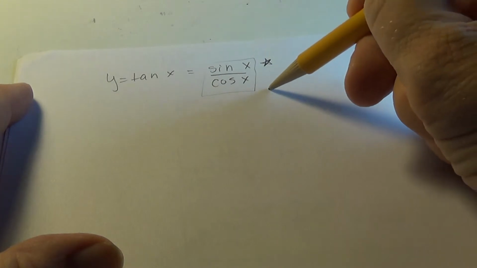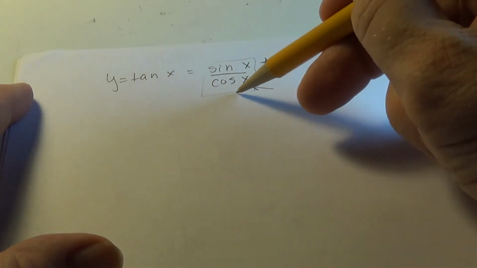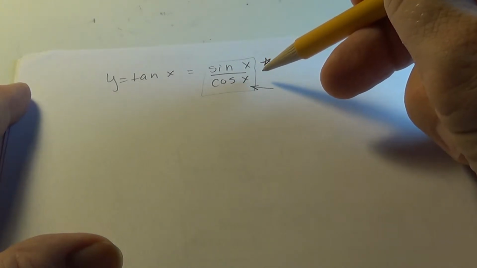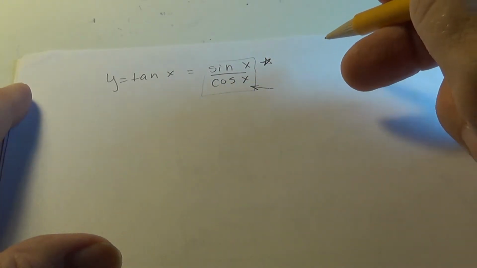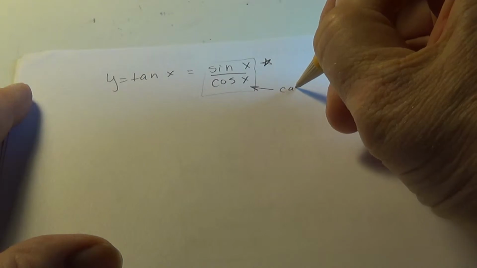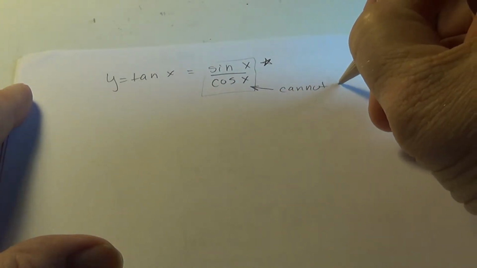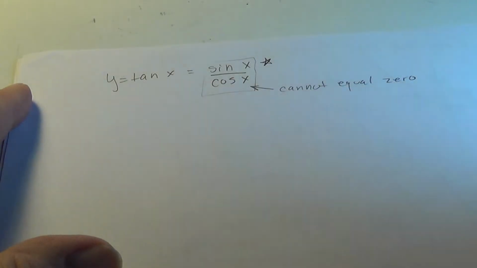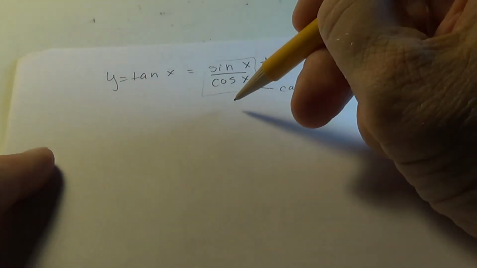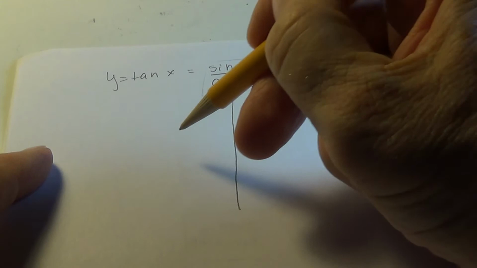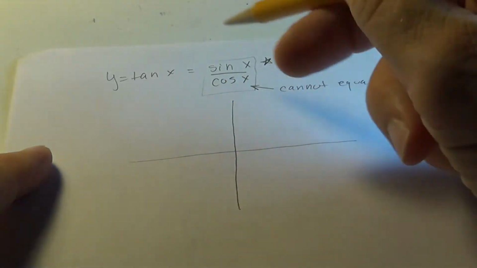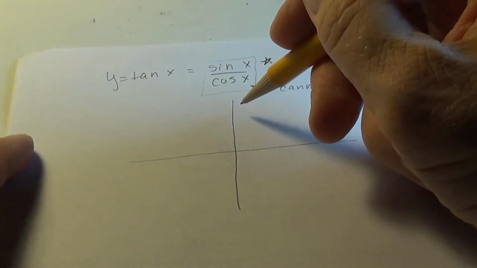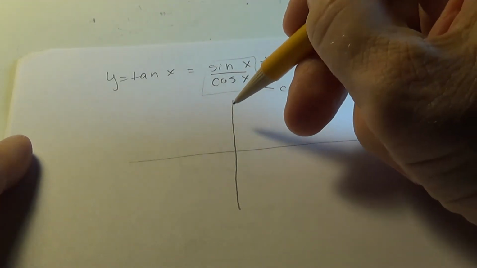And I notice that in the denominator is the cosine function. And we also know from our past math experience that the denominator cannot equal 0. We are not allowed to divide by 0. So therefore, let us look at the cosine curve before I graph the tangent. So I'm going to graph the cosine curve right here.